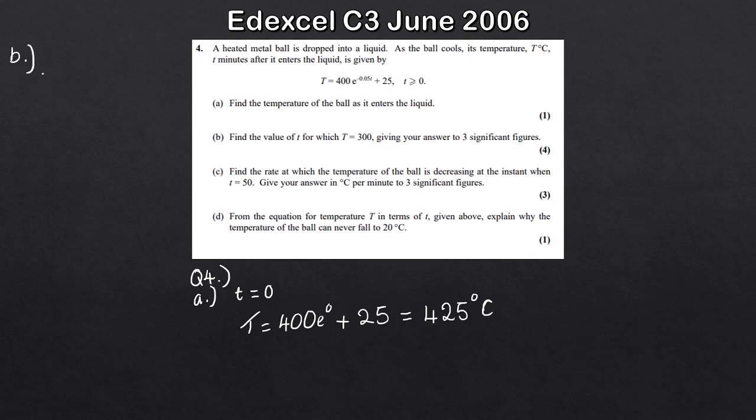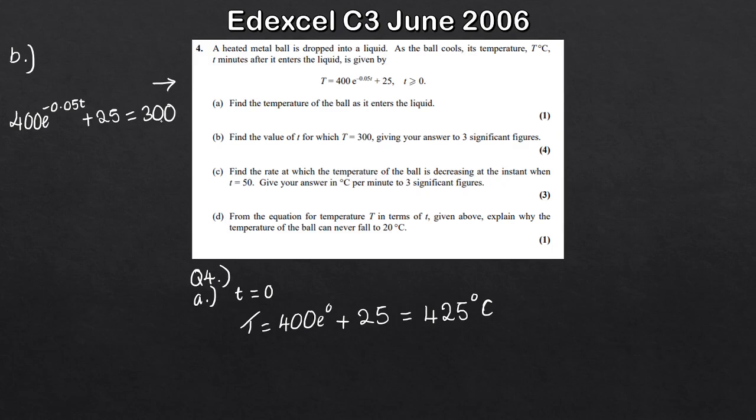So we're looking for when T equals 300. So if this is T, this is T up here, all the way across here. What I'm going to do is just set that equal to 300. So that's going to look like this. It's going to be 400e to the minus 0.05t plus 25 is equal to 300. And what we're going to do now is solve this for t.